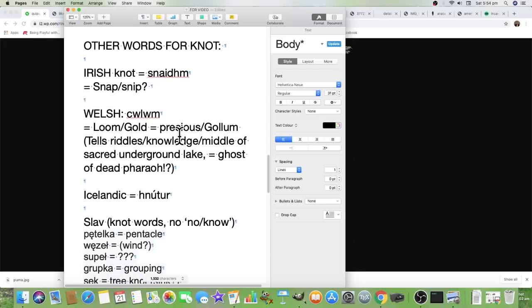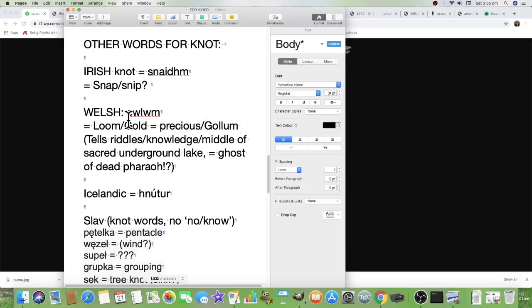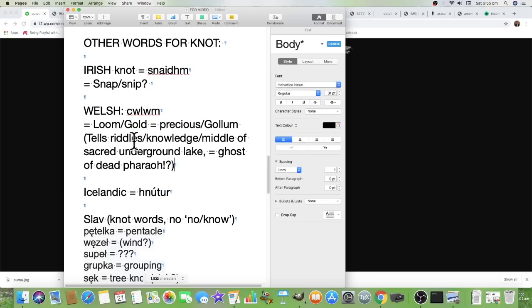In Welsh, it's coolum. So that reminds us of loom, or gul, gold, precious. And it's thought that Gollum comes from this word gold because he's got his precious. But I've noticed that he also tells riddles and knowledge. And he's living down in the middle of an underground lake. So is he like the ghost of a dead pharaoh? Because Khufu was buried in the middle of an underground lake. And so Chinese kings in the middle of underground lakes under pyramids, apparently.